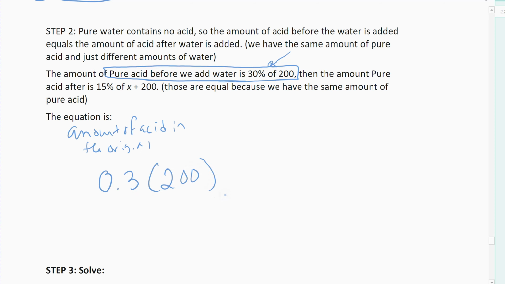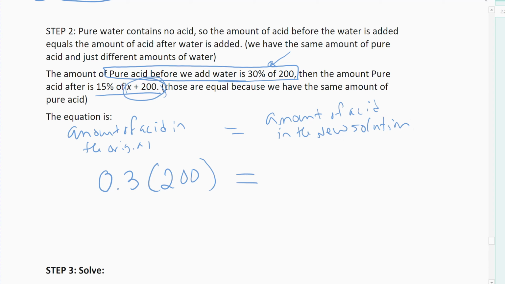30% of that 200 is acid. The rest of it's water. That equals 15% of the new amount. That equals the amount of acid, because I didn't add any more acid, in the new solution, which is 15% of however much new water I have in my 200.